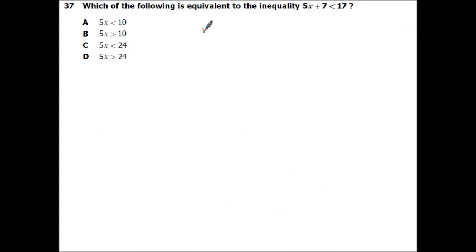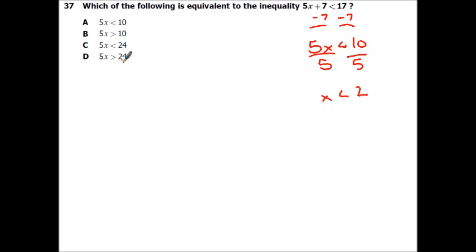Alright, which of the following is equivalent to the inequality 5x + 7 < 17? So this is just like solving an equation. So we're going to go minus 7, minus 7. So this is going to say 5x < 10. Divide by 5, divide by 5. So x < 2.